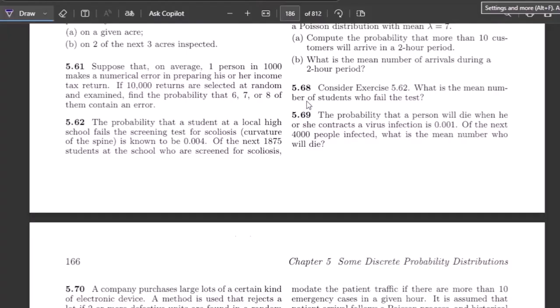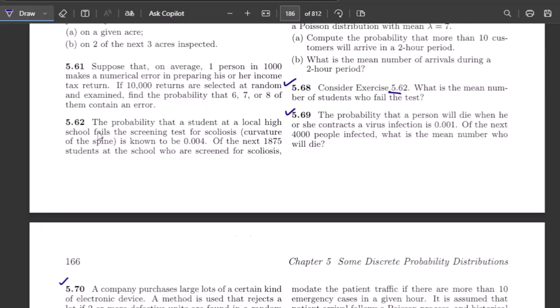Welcome back, guys. Today we are going to discuss questions 5.68, 5.69 and 5.70 because of the very close relevance between these questions. So what is the statement of question 5.68? Consider exercise 5.62. What is the mean number of students who failed the test?